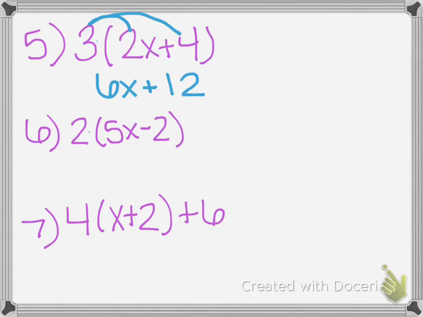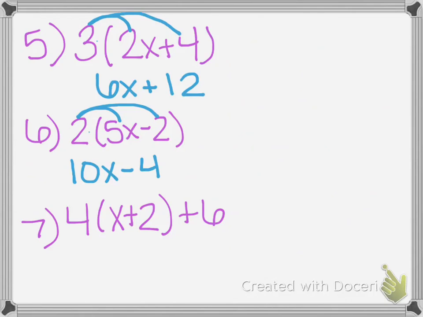In number 6, 2 times the quantity 5x minus 2. Well, 2 groups of 5x is really just 2 times 5x, or 10x. And 2 groups of negative 2 is really just 2 times negative 2, which is negative 4.